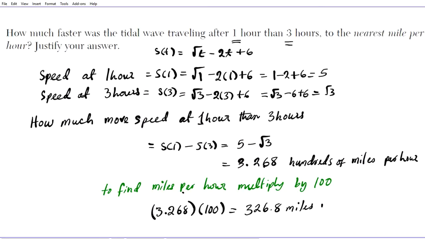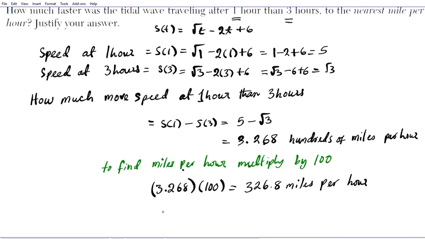We're asked to round to the nearest miles per hour, so our final result will be 327 miles per hour. Okay, so that's that.